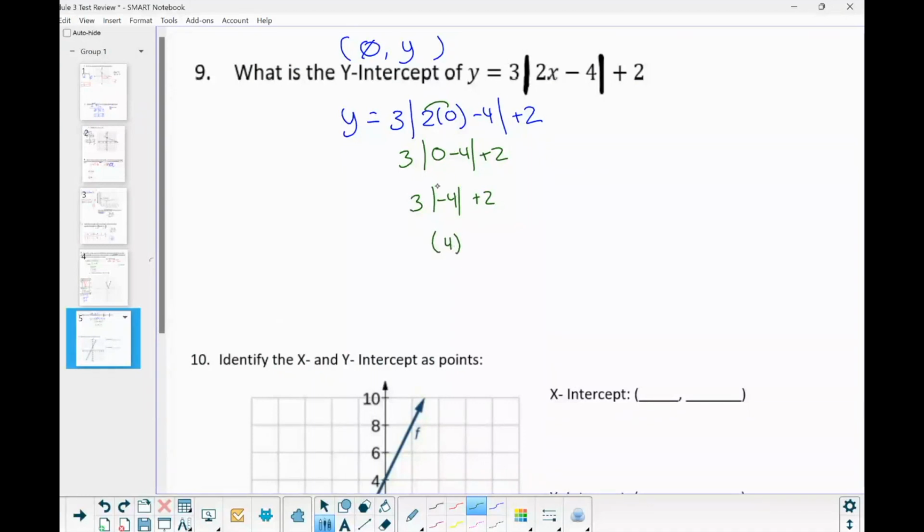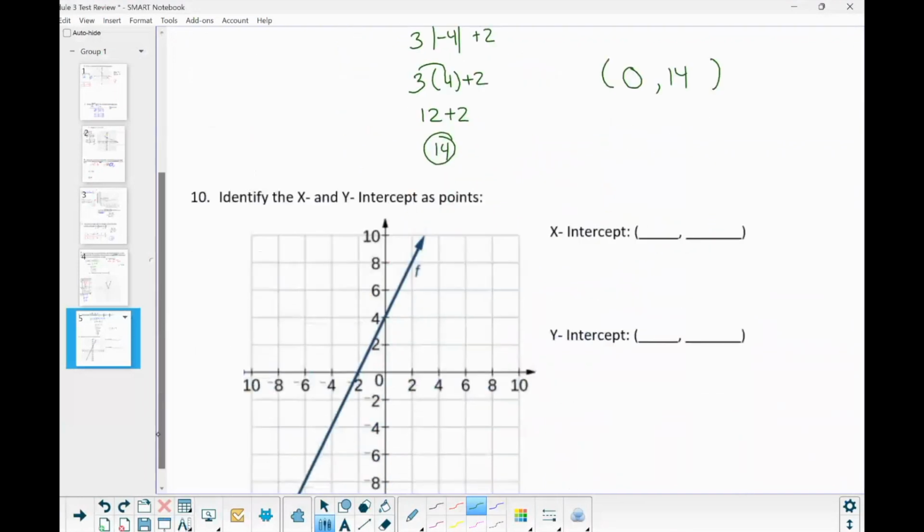So I'm going to substitute the absolute value with parentheses. That way I know that I finished the absolute value and I don't have them anymore. From here, we want to follow PEMDAS. We've got multiplication. 3 times 4 is 12 plus 2. We get 14. So the y-intercept is 0, comma 14.